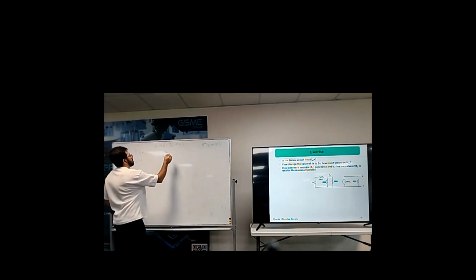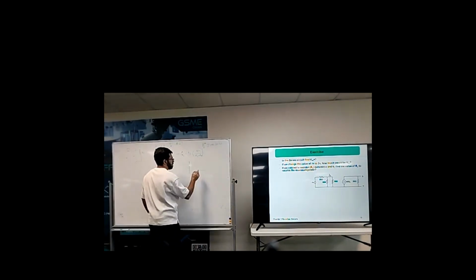Which one is useful here for you? How much is the current in this loop? How much is the current? Exactly. V Thevenin over R Thevenin plus RL. I is V Thevenin over RL plus R Thevenin. Yeah, this is the current going through this loop. Okay, P of RL is RL multiplied by I squared.